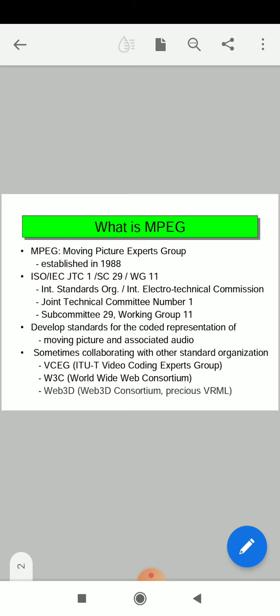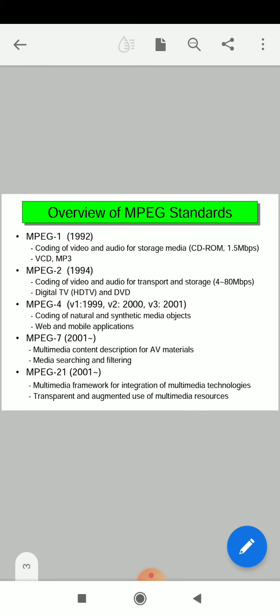Then, what are the collaborating groups involved in MPEG? From this slide we can see that VCEG and W3C are used to form the MPEG standard. To consider an overview of the MPEG standard, MPEG-1 started in 1992, MPEG-2 started in 1994, and MPEG-4 and MPEG-7 started in 2001.